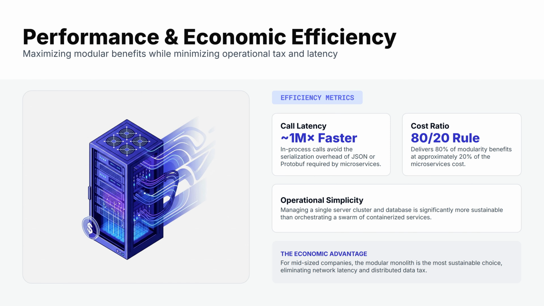Economically, the modular monolith is often the most sustainable choice for mid-sized companies. It delivers approximately 80% of the modularity benefits of microservices at 20% of the cost. A single server cluster and a single database are far cheaper to manage than a swarm of containerized services.